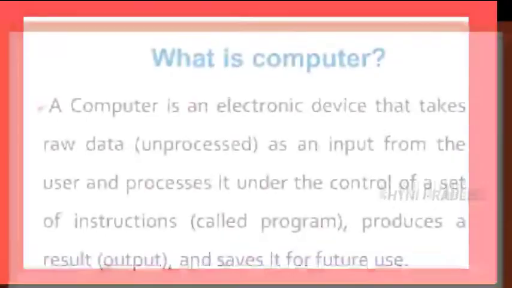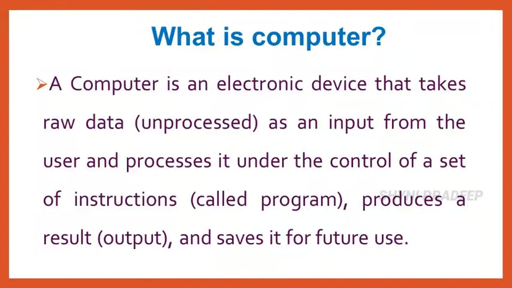Okay, so first let us see what is computer. A computer is an electronic device that takes unprocessed raw data as an input from the user and processes it under the control of a set of instructions and produces the result, that means output, and saves it for future use. So what is computer? A computer is an electronic device. It accepts data from the user and processes it and produces the output for future use.